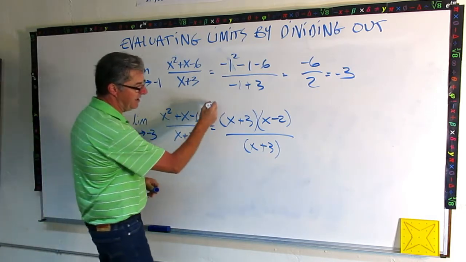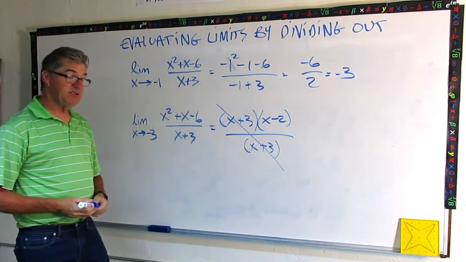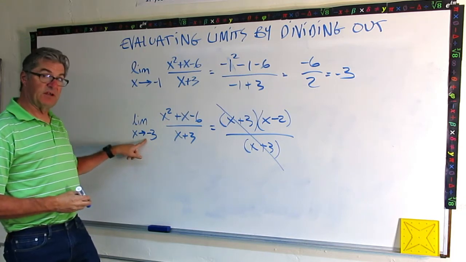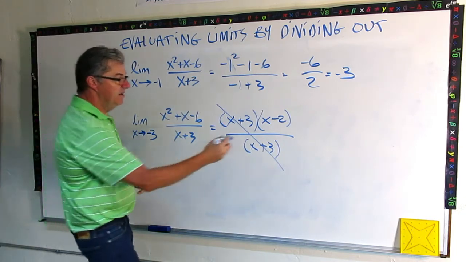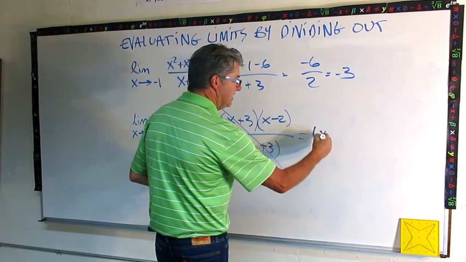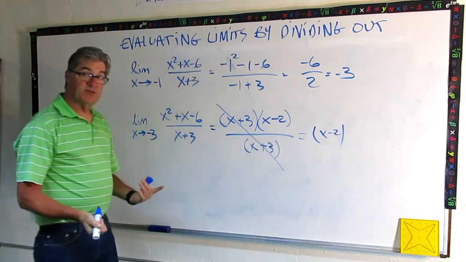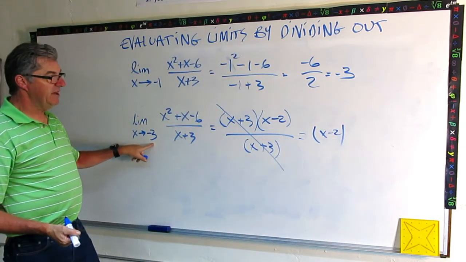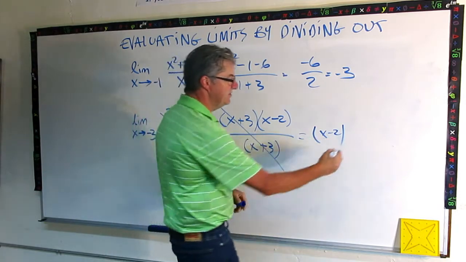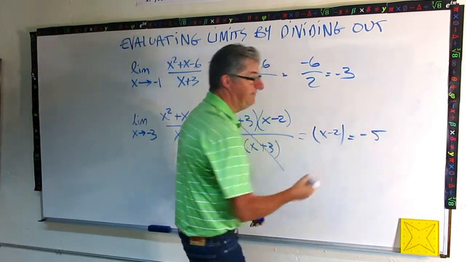So, now that I've factored the top, guess what? I've got some canceling I can do. There. So that x plus 3 term that is troublesome with our limit is no longer there. So now our function is x minus 2, and then I can do direct substitution with that. Let's plug in the -3. -3 minus 2 is -5.